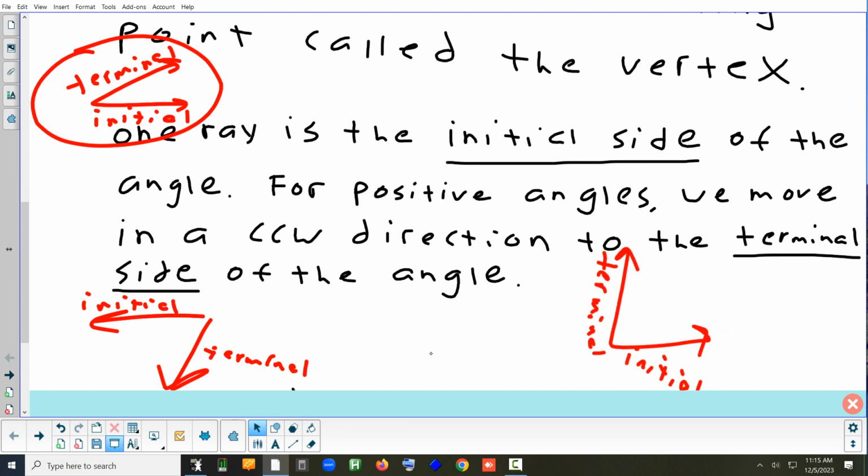That's how you should draw it. Try to keep that initial side horizontal, and then the terminal side is wherever it ends up. But you want to keep the initial side horizontal and pointing to the right. That's how you should draw it.